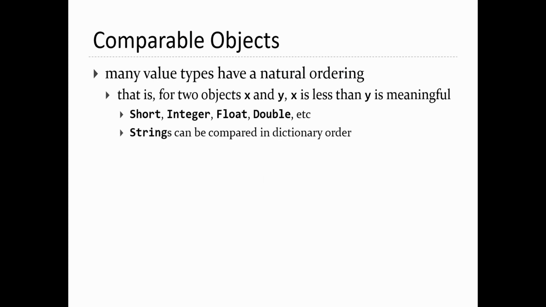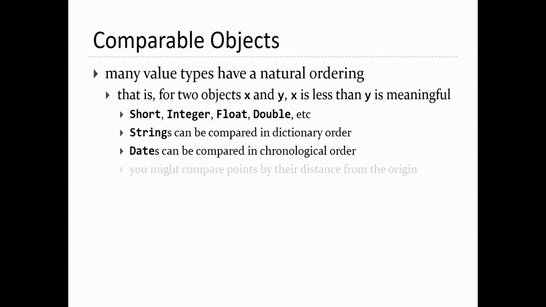For strings, you can compare them by their dictionary order, so ant comes before zebra. Dates you can compare by chronological order, so January 1st, 2022 comes before December 1st, 2022. And with the classes I've been using in the lecture slides, if you have 2 points, there are lots of ways to compare them. One way is by their distance from the origin.